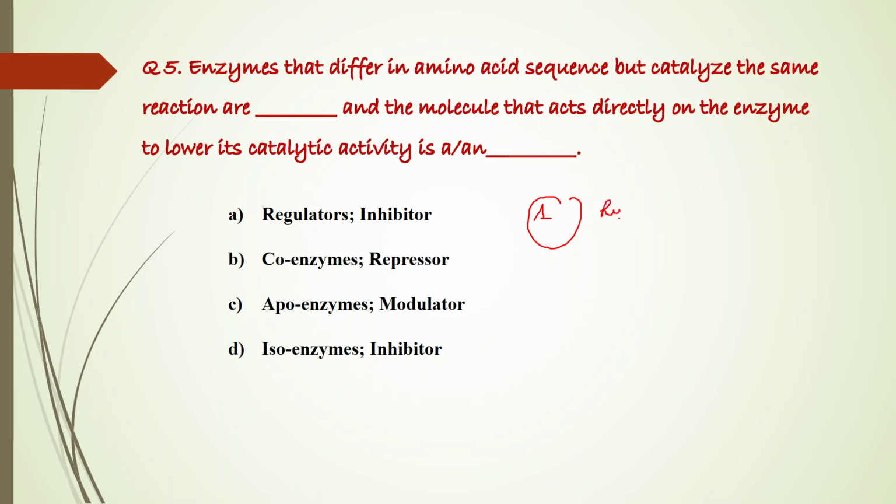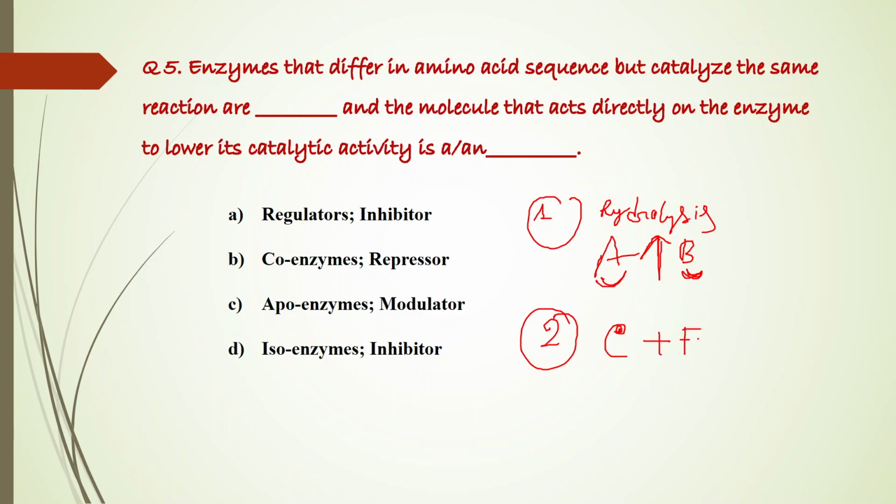Suppose we are talking about hydrolysis. Both the enzyme A and B can hydrolyze, suppose, a particular bond, but the amino acid sequences of A and B are different. And in number 2 they are asking, there is a molecule, suppose C, which directly interacts with the enzyme and then decreases the catalytic activity of the enzyme. So what will you call A, B and C?